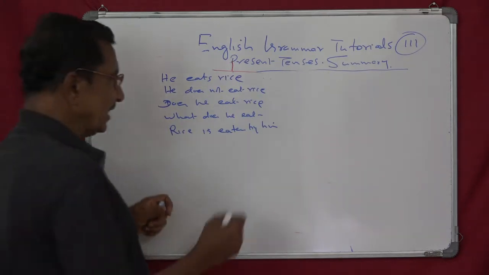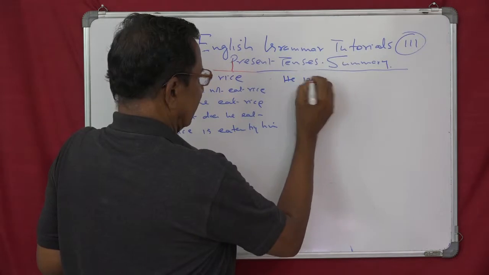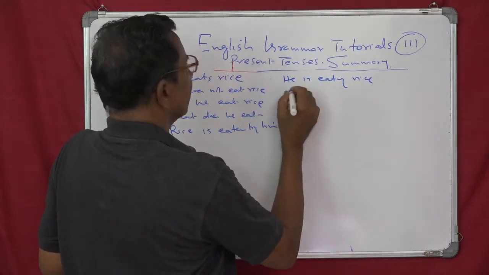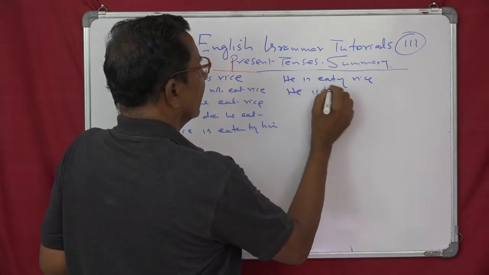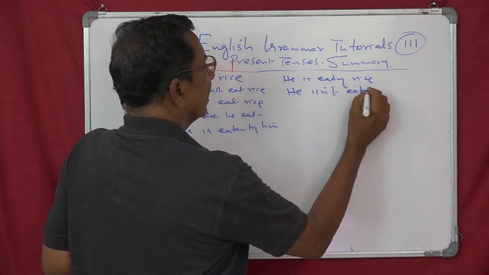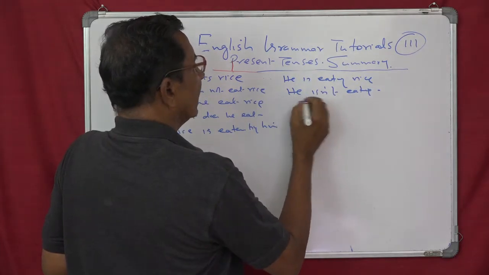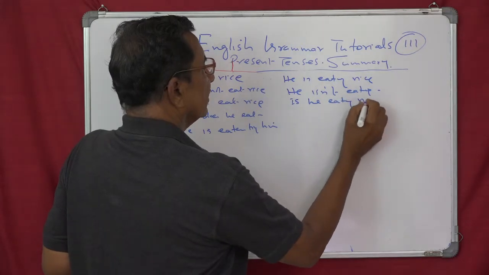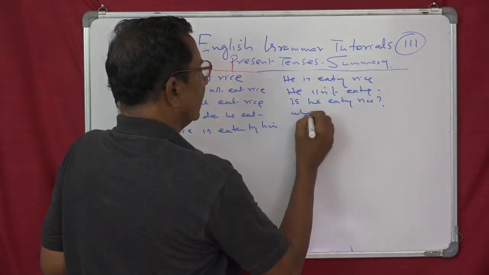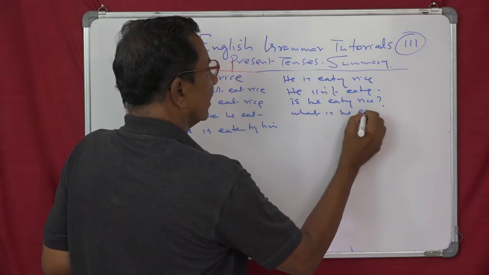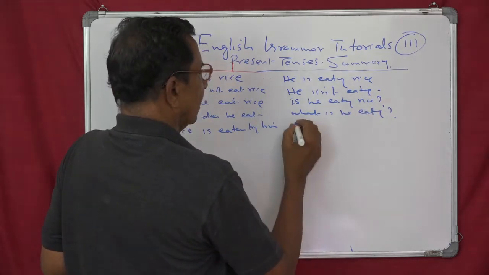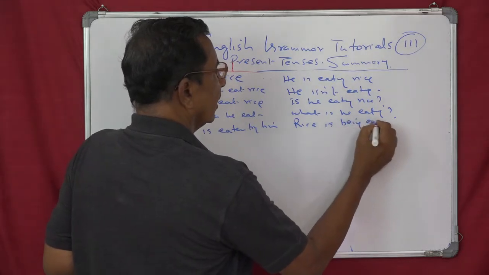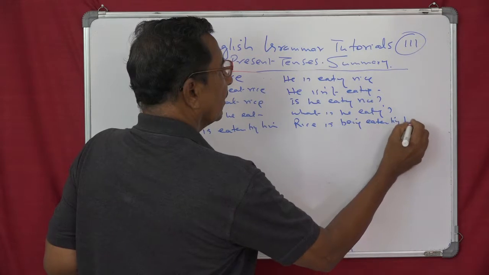And the next, he is eating. He is eating rice. In that case, negative is he isn't eating rice. Is he eating rice? Question, what is he eating? Question, rice is being eaten by him. Passive.